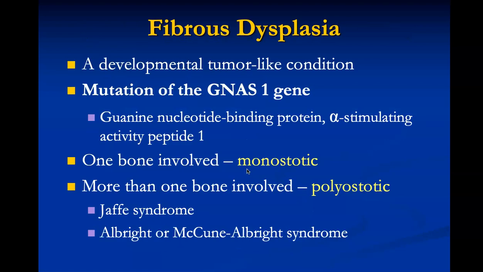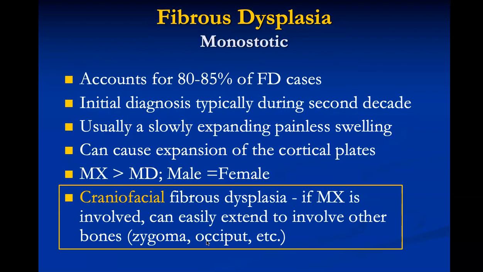So you had this part before as far as the fibrous dysplasia. Now we know that there's a mutation of the GNAS1 gene associated with fibrous dysplasia, and that there are a number of forms of fibrous dysplasia that are polyostotic. The two most common ones that you need to know, that often come up on board exams, are the Jaffe-Lichtenstein and the Albright or McCune-Albright syndrome. Monostotic is by far more common.